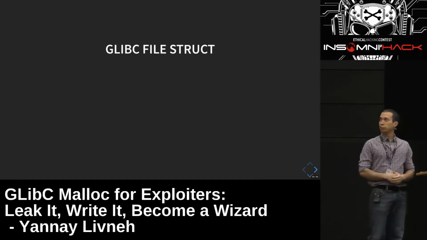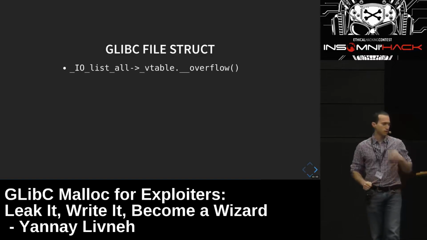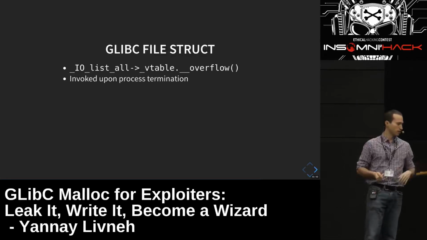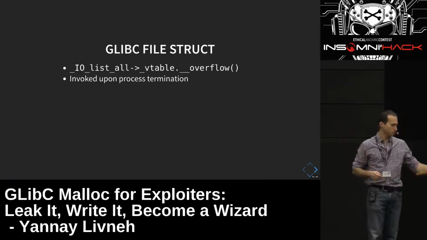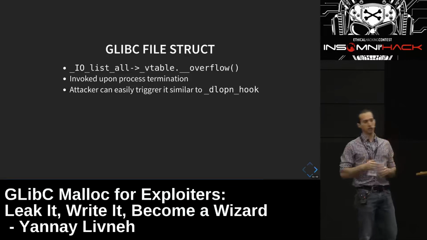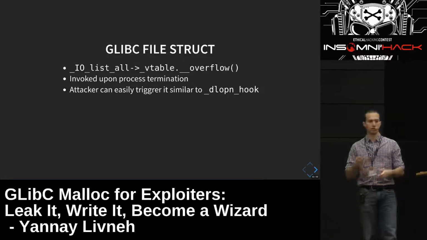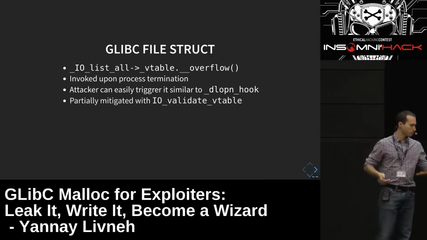Next there is the GLibC file struct. This is known as part of the House of Orange. There is this global variable also called IO list all, which is a linked list of open files. On process termination, it invokes some of the functions, for example, the overflow function from a virtual table. An attacker can also trigger it quite easily, similar to the DL open hook: detectable error, then the print error function, process termination, and so on.